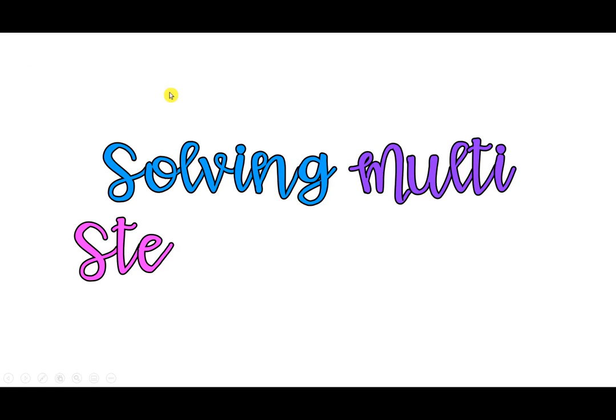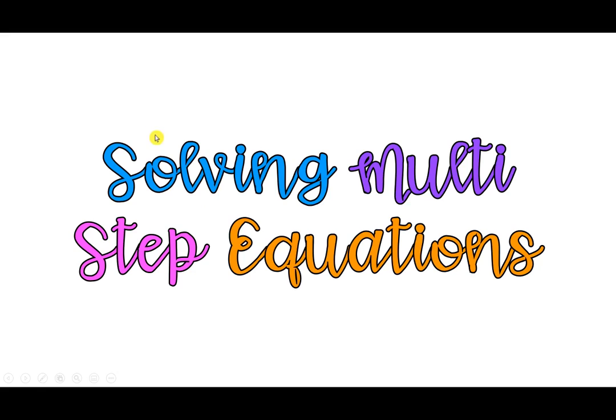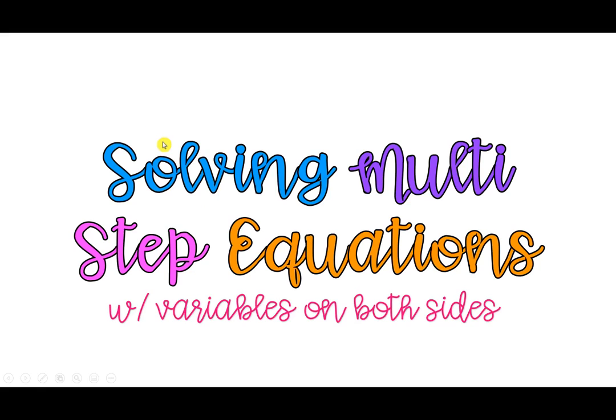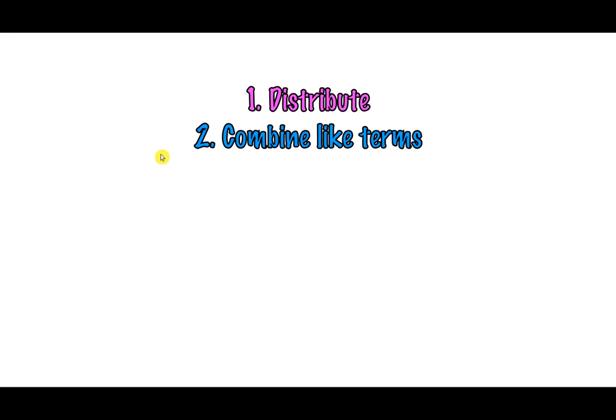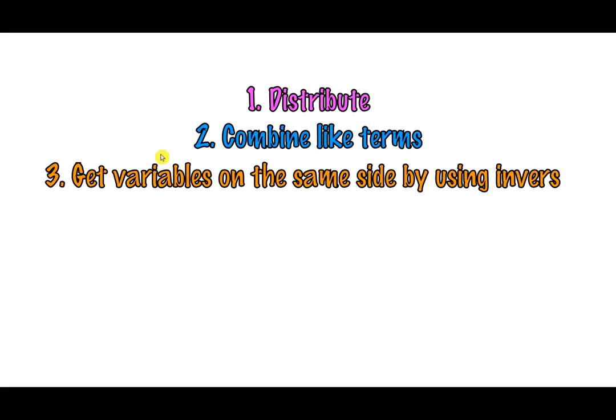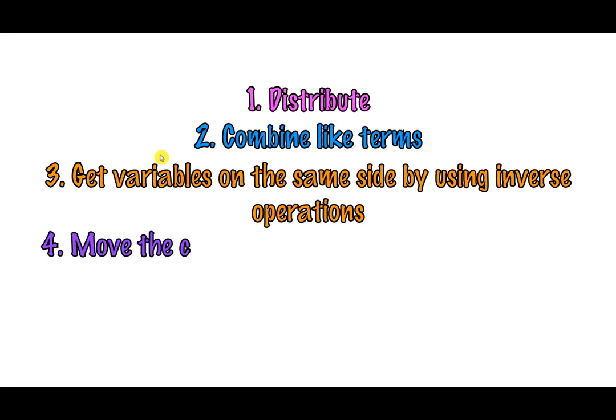All right, today we will be solving multi-step equations with some variables on both sides. Steps when we are solving multi-step equations with variables on both sides. First thing we always want to do is distribute. Then we want to combine like terms. We want to get the variables on one side of the equation by using inverse operations.